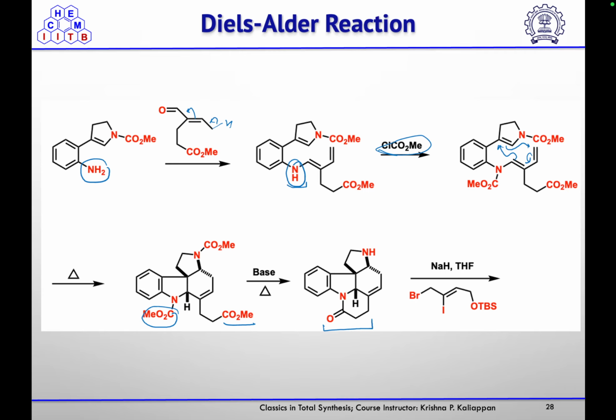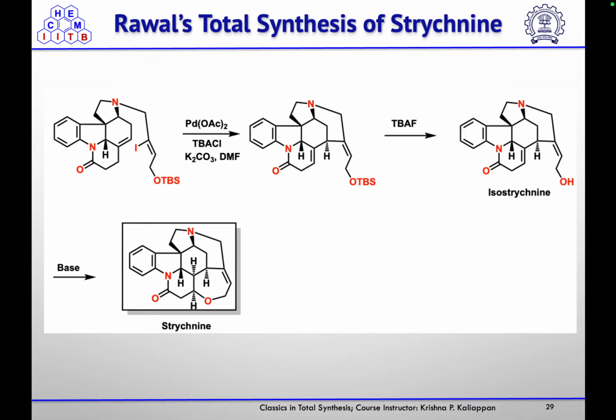Then to introduce the side chain at the nitrogen for the other side functionalization, they treated this free amine with NaH and this alkyl bromide. So this free amine will get deprotonated, and then it will do substitution with this bromide to get the corresponding N-alkylated product. Then using palladium acetate and TBACl, they performed their Heck cyclization reaction, Heck reaction.